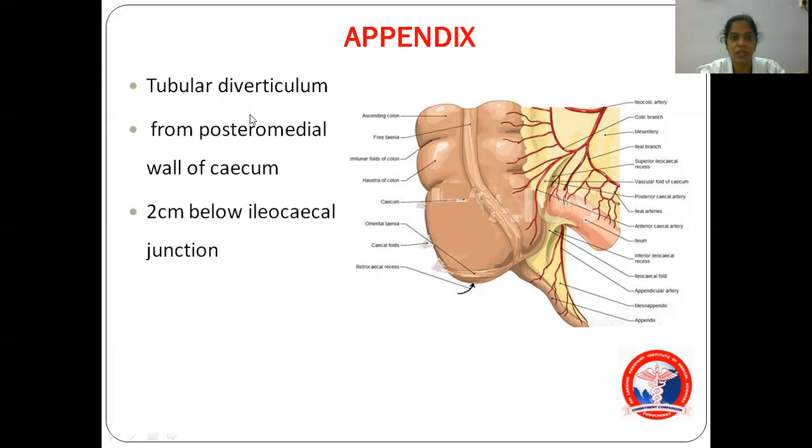So it is a tubular diverticulum arising from the posteromedial wall of the cecum, 2 centimeter below the ileocecal junction. Here, this is the ileum. This is the cecum. Okay, this is the ileocecal junction. 2 centimeter below that, you can see the attachment of the appendix. So the appendix is a tubular diverticulum that arises from the posteromedial wall of the cecum, 2 centimeter below the ileocecal junction.